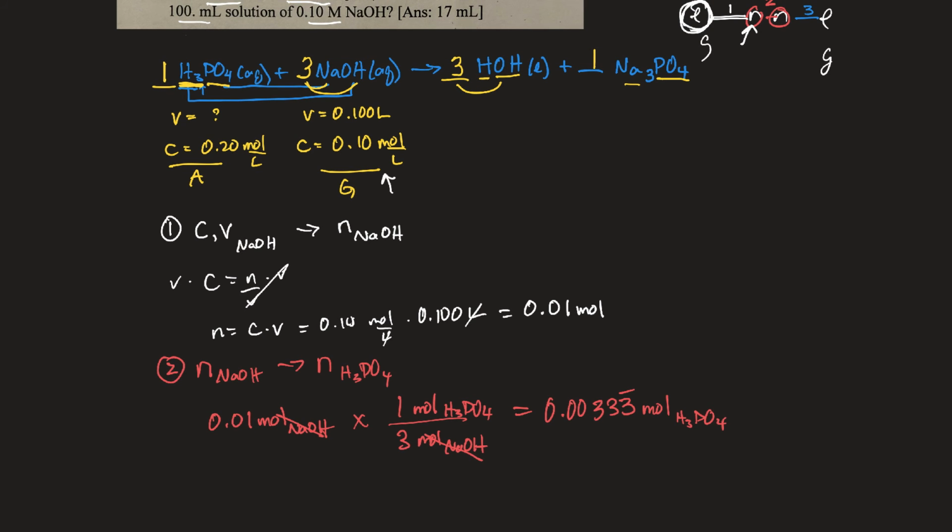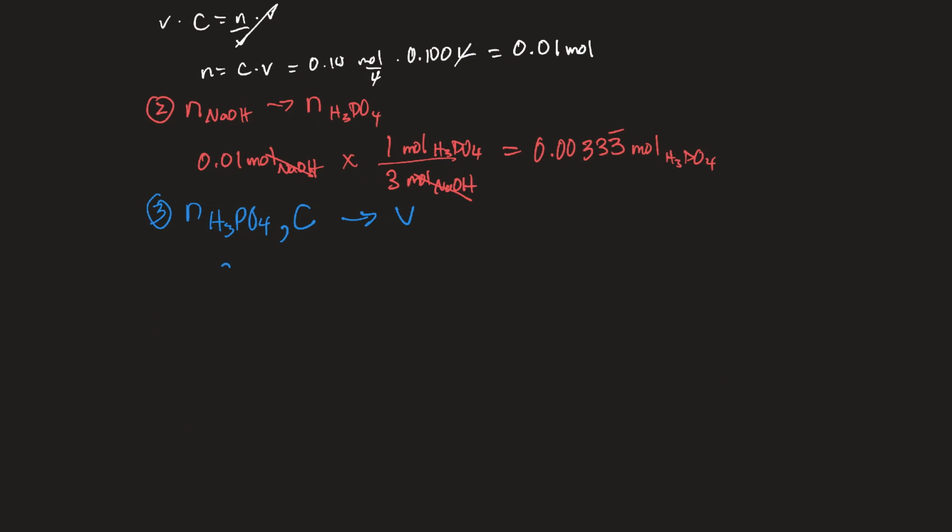Step 3, blue step, is to convert my moles of phosphoric acid, and I'm going to use the concentration of the phosphoric acid, and I'm going to convert that to volume. Okay, my formula is C equals N over V, but I'm solving for volume. So you can do that a lot of different ways. Some people like to say, let's multiply both sides by volume, so it cancels out here. Now I'll have V times C equals N, but I want to solve for volume, so I'll divide both sides by concentration. So volume is equal to moles divided by concentration.